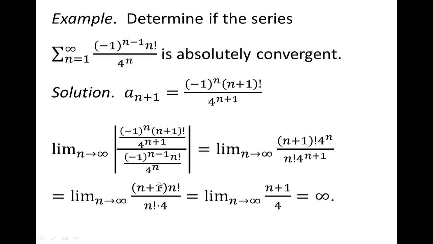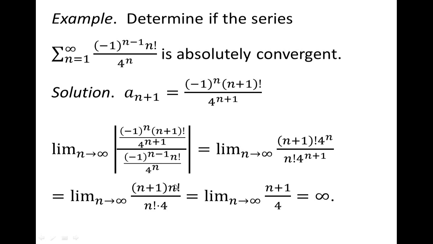N plus 1 factorial really means n plus 1 times n times n minus 1 times n minus 2, and so on. Well, if I ignore the first factor that I said there, n plus 1, I would have n times n minus 1 times n minus 2. So n plus 1 factorial is really just n plus 1 times n factorial. And remember, we reduced the powers of 4, so we still have a 4 in the denominator. So n plus 1 factorial becomes n plus 1 times n factorial.